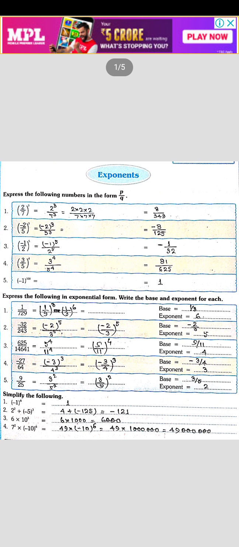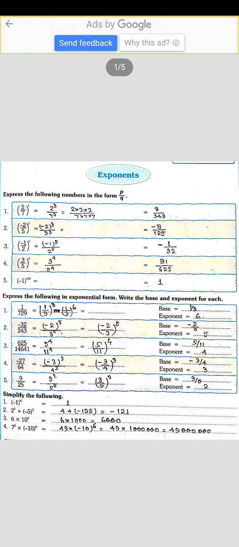(Minus 1 by 2) whole, raised to the power 5 equal to, it can be written as (minus 1) raised to the power 5 by 2 raised to the power 5. Here 5 is an odd number, so you know that minus 1 raised to the power 5, which is an odd positive integer, so minus 1 raised to the power 5 equal to minus 1 and 2 raised to the power 5 equal to 32. So your answer is minus 1 by 32.